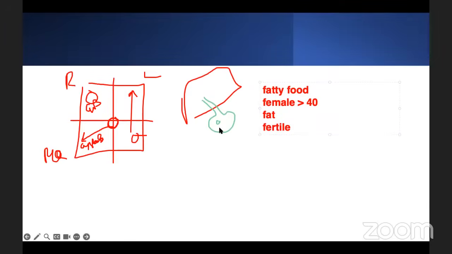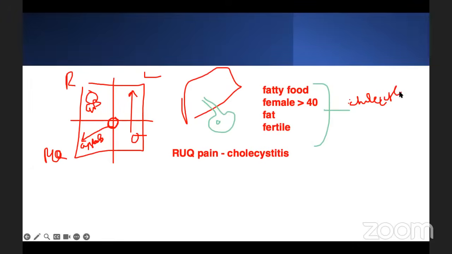That is the problem. So, and it's located in what? Right upper quadrant pain. That is what? Cholecystectomy. This problem makes you make stone. I call it cholelithiasis. So this is the risk factor for cholelithiasis. It's stone, making stone basically. Stone formation.